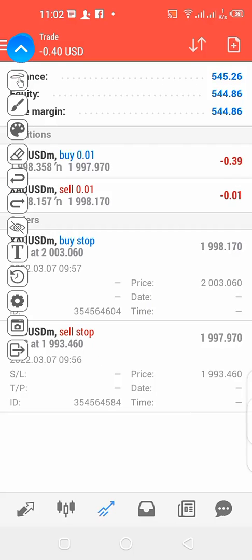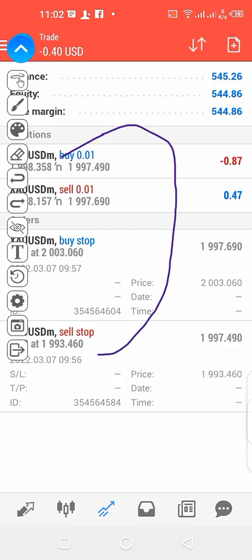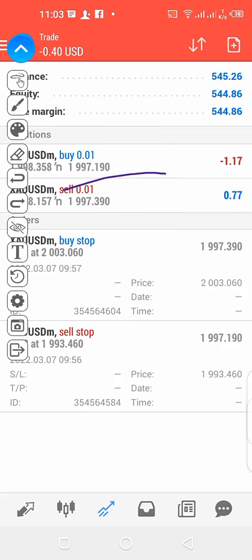Okay, for my buy trade, I have the price level at 1998. If you subtract 49 pips from the price level, it will give you 1993.46. That's the edge spacing for my buy trade. Now for the sell trade, 1998, if you add 49 pips as the edge spacing for the buy stop for my sell trade, that will give you 2003.06. Okay, so don't forget the take profit is 30 pips.